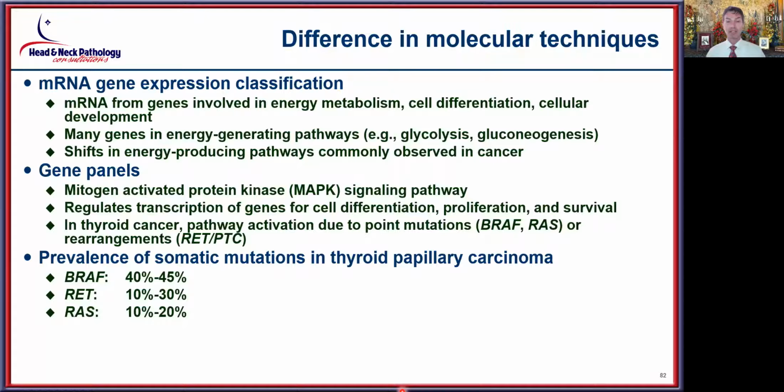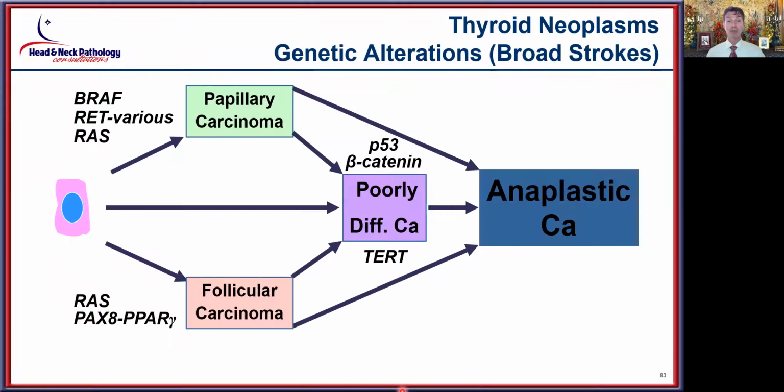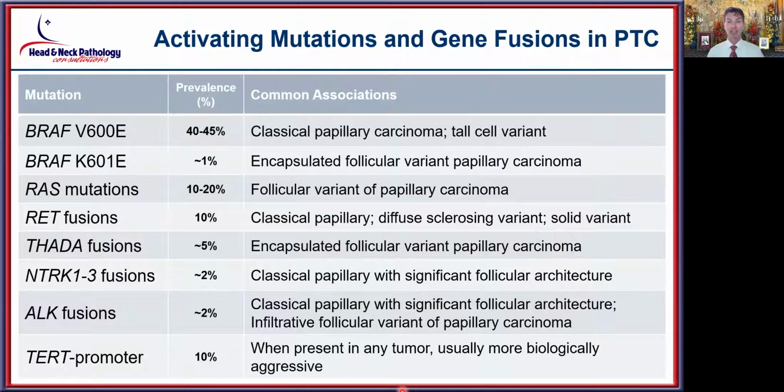So there are a whole bunch of different molecular techniques that can be used to identify the genetic markers, mRNA gene classifiers, and of course panels. And when you think about the actual mutation status, you can see that there's quite a remarkable variability, BRAF, RET, and RAS being the most frequently identified. In broad strokes, BRAF, RET, and RAS are more likely to be associated with papillary carcinoma, RAS and PPAR gamma with follicular tumors. And then when you get additional molecular alterations like P53, beta-catenin and TERT, you get into the poorly differentiated and ultimately going on to anaplastic.